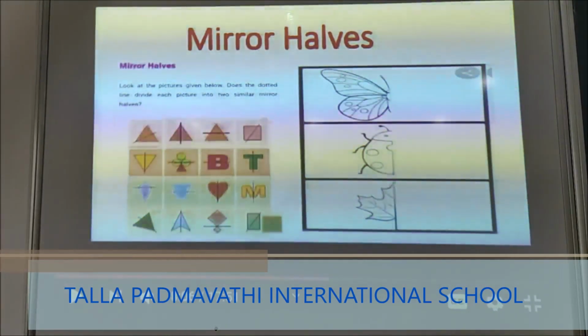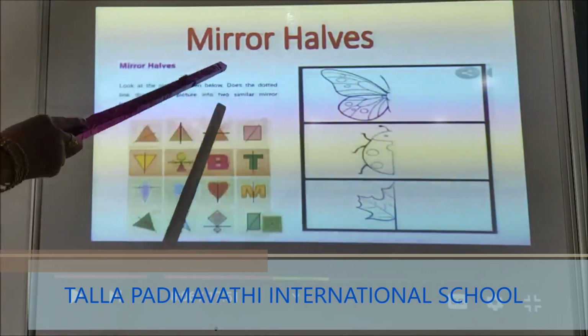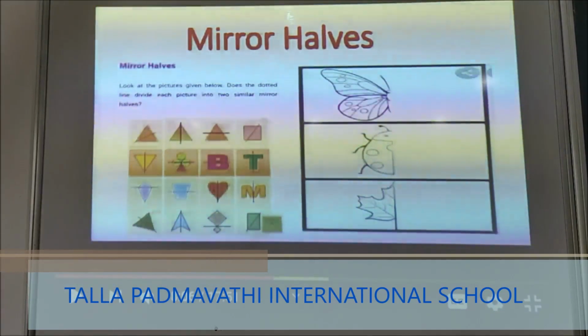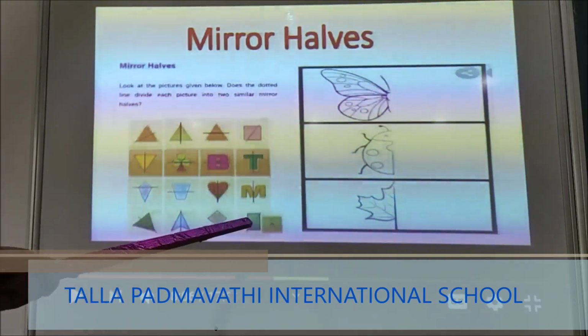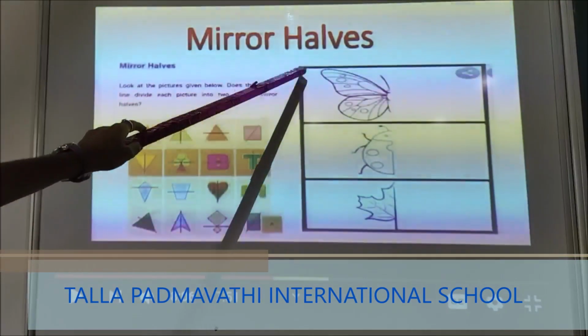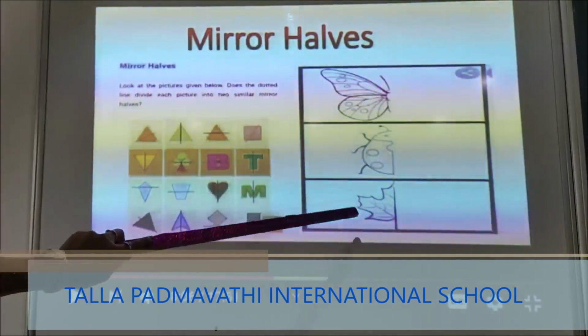And what is the rule of the mirror half? It should be equally divided. But here it's not done. So this is asymmetric. Here, it is a rectangle and it is divided equally, so it is symmetric. Now here you can see three pictures of a butterfly, a bug and a leaf.